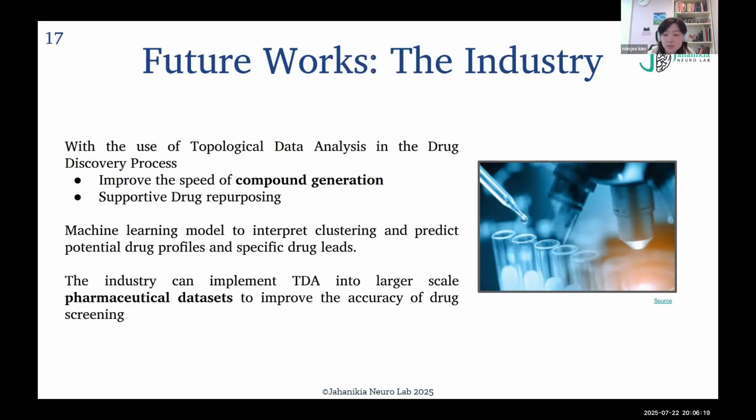We could also potentially suggest using TDA in conjunction with machine learning models to interpret clustering results and predict exact potential drug profiles and specific compounds to potentially make the screening process much more efficient.